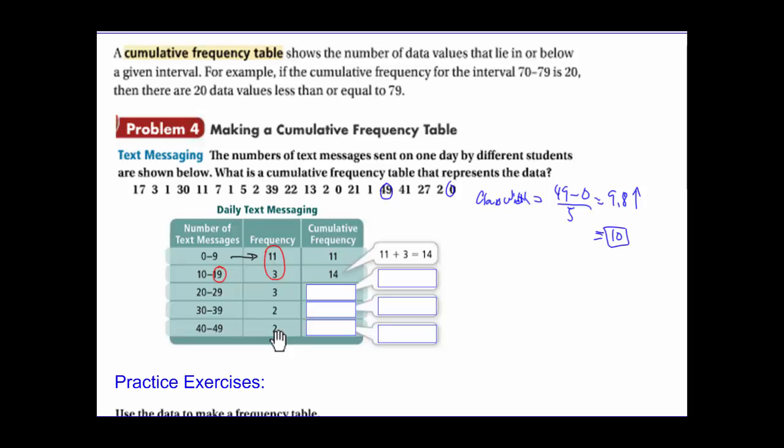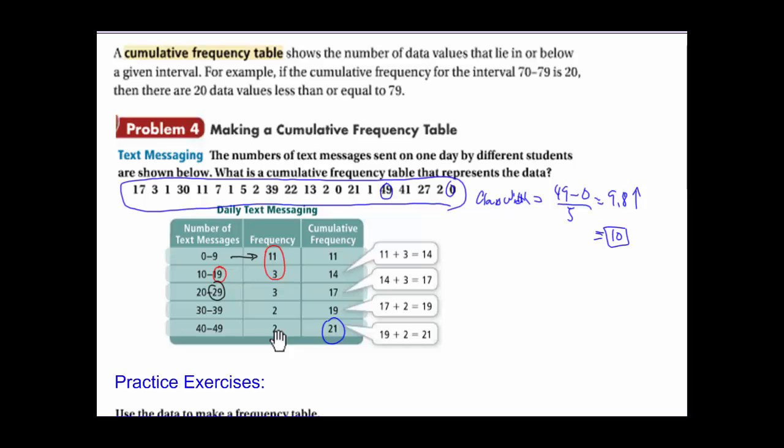If we go to the next class, we're looking at 29. So how many values are at 29 or below? Well, we have 14 from the last two. If we add an extra 3, now we get 17. So there are 17 values. For 39, if we add 17 plus the next 2, we get 19. And then for the last class at 49, we add 2 more to 19, and we're at 21. Once you reach the last class, this 21 should represent the 21 values that were given to us at the beginning. So we know 100% of the data is below 49 or at 49.